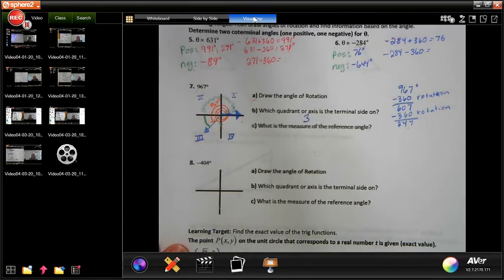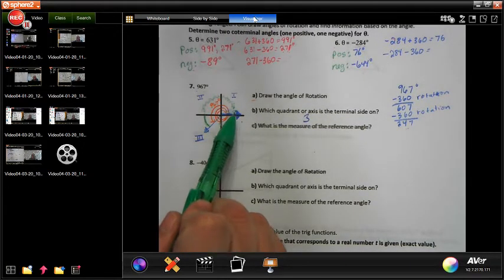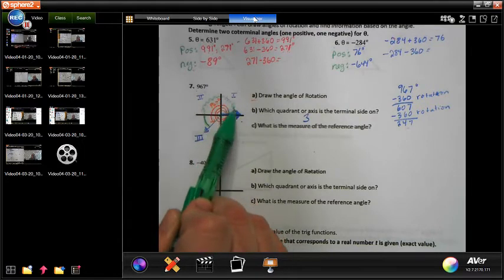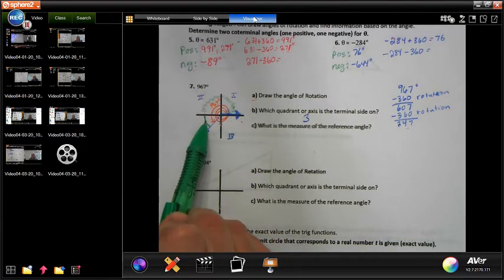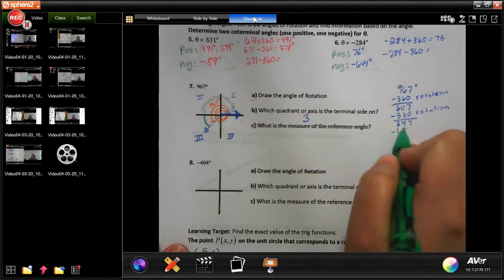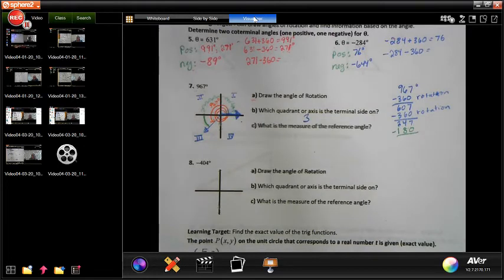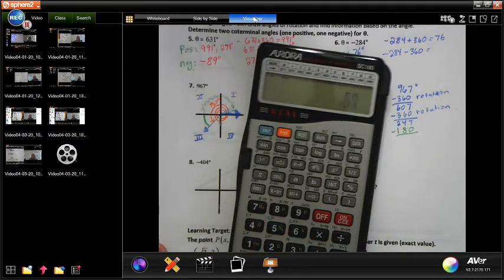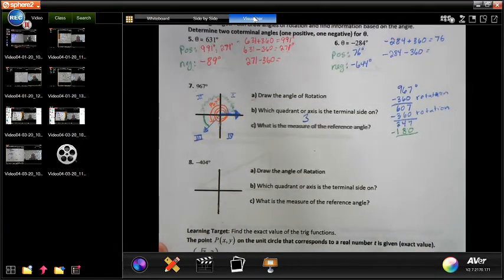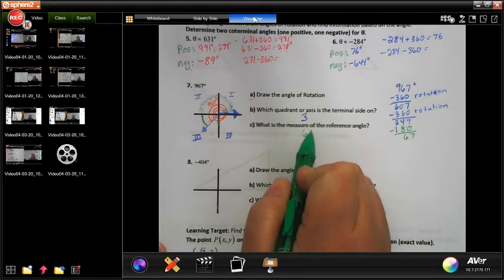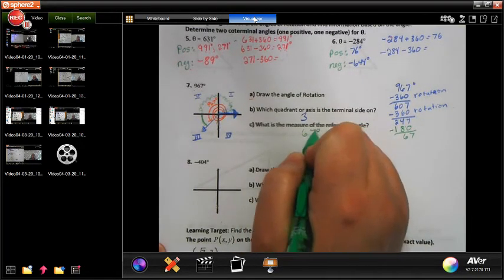Well, getting rid would be subtracting. Well, from here all the way around to here is 180. So we're going to take our 247, and if we subtract out this 180, we get this angle that's left. So 247, minus 180 is 67 degrees. So that means the measure of the reference angle is 67 degrees. There we go.